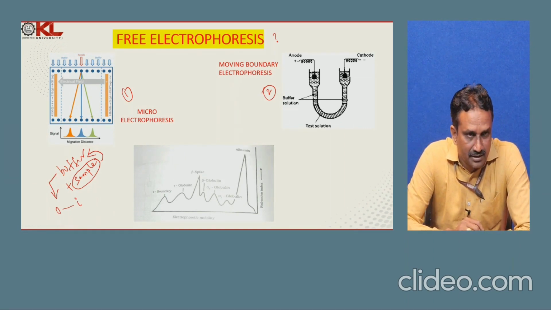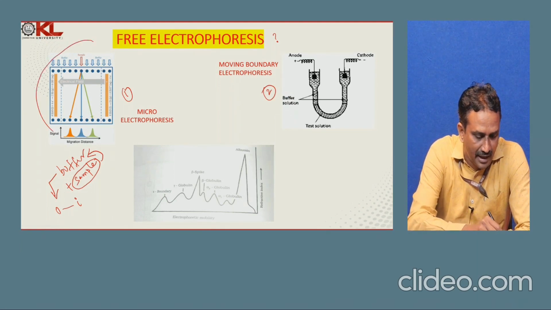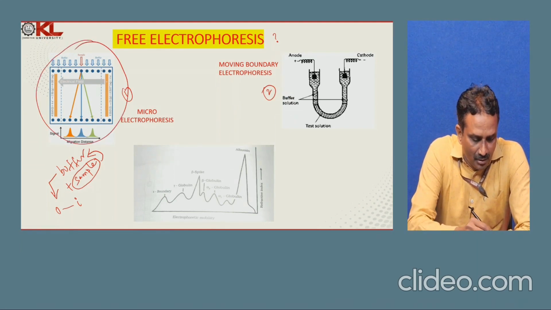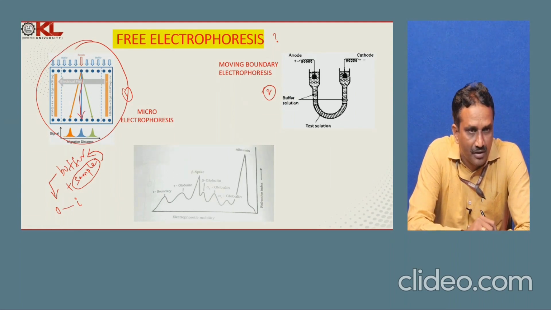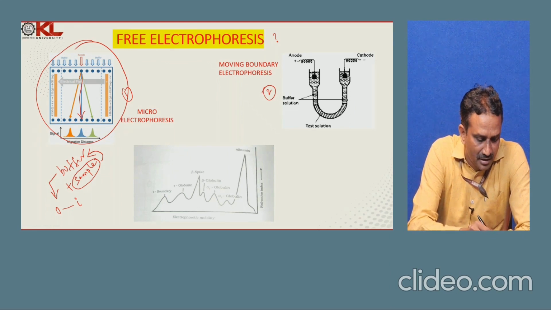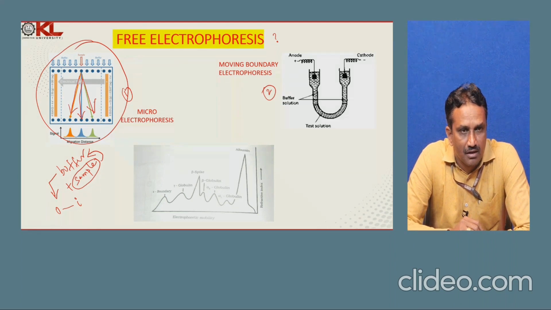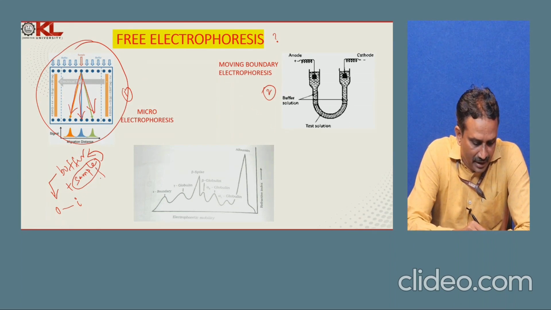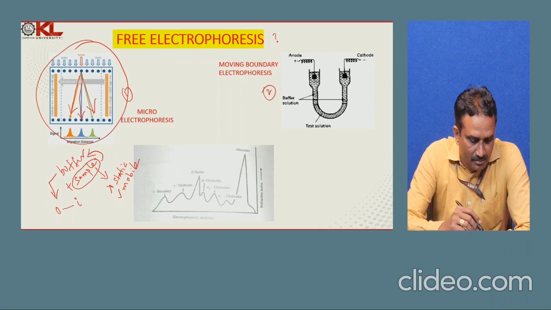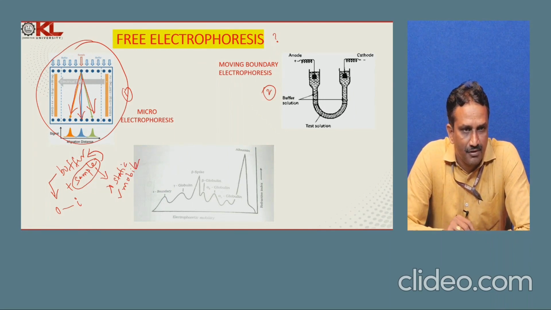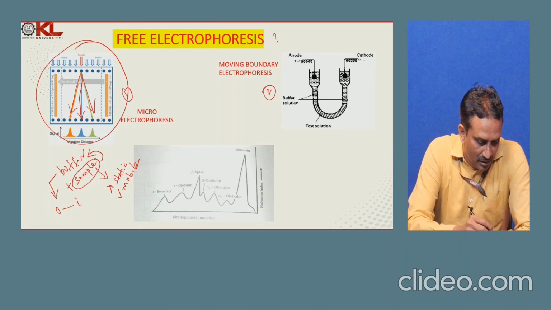In such cases, you can see this diagram. The molecule movement is not unidirectional, it is multi-directional. Why? Because your sample is not static, it is mobile. Along with the buffer, they mix up with the buffer and move from one place to the other.